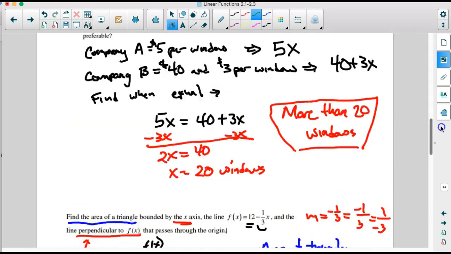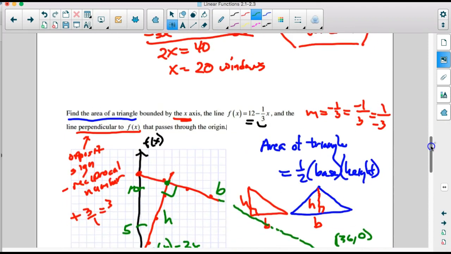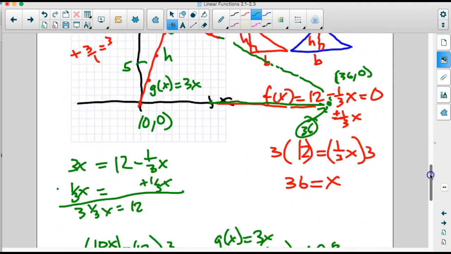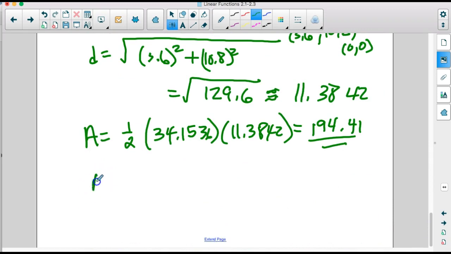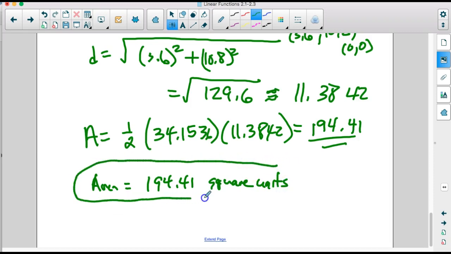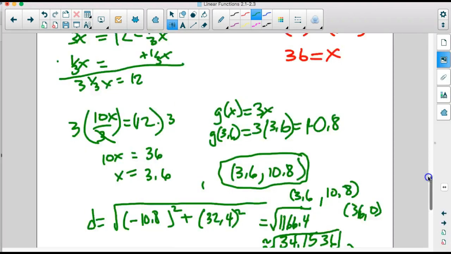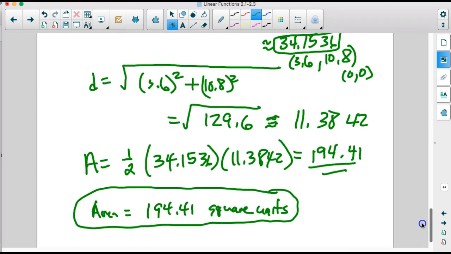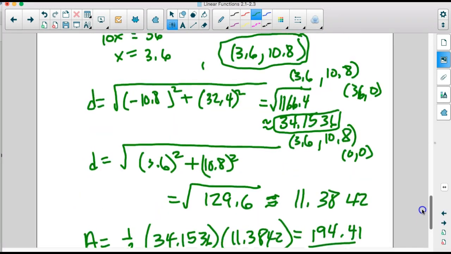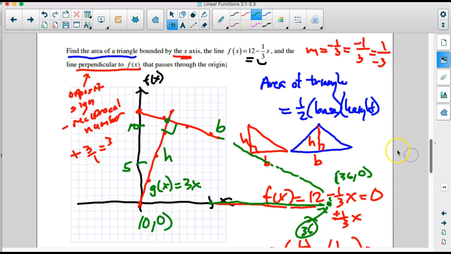So basically we're going to say that in this problem, the area of the triangle from this picture, using this formula, is going to be 194. So area equals 194.41 square units. Because I don't know what the squares were up here, if they were feet or inches or miles. Basically what we're saying is there are about 194 of these little squares in this triangle. Okay, so this one used a lot of information.